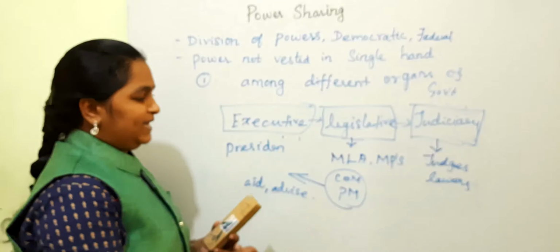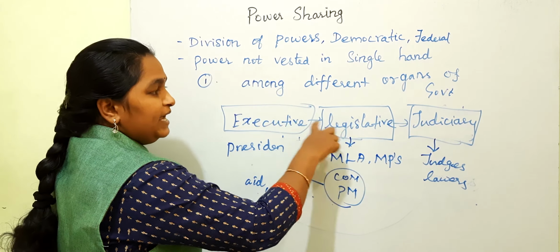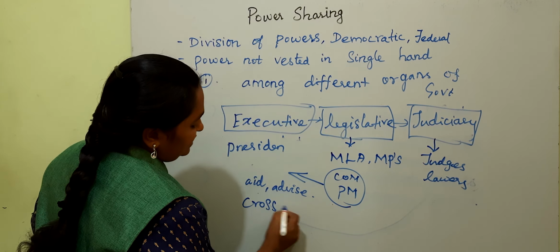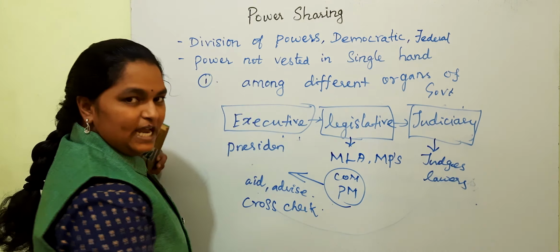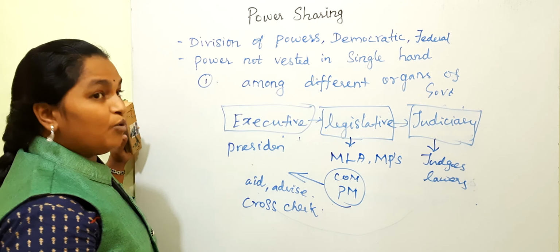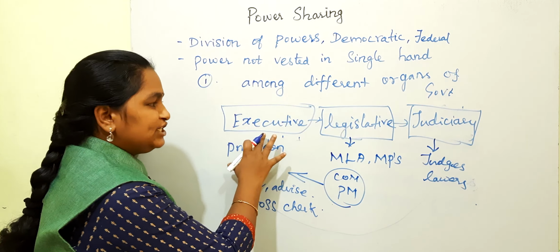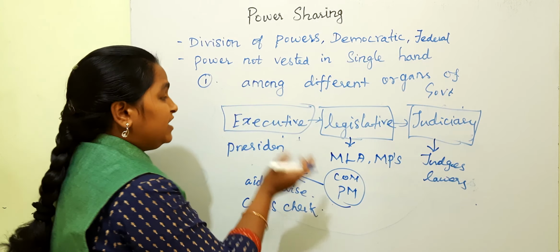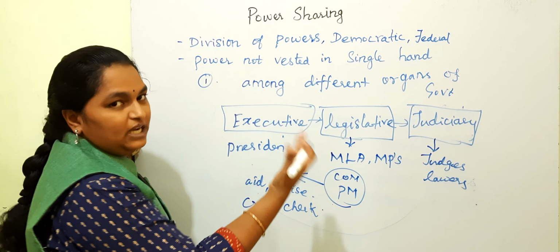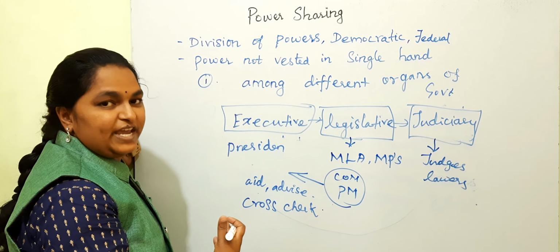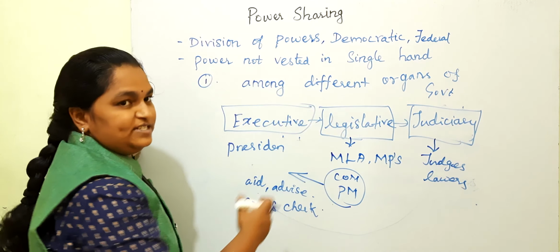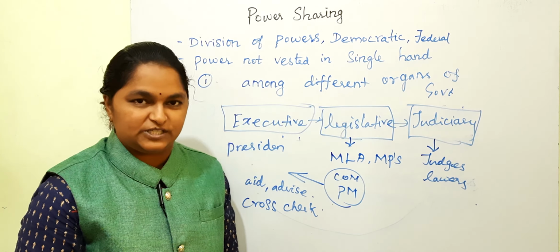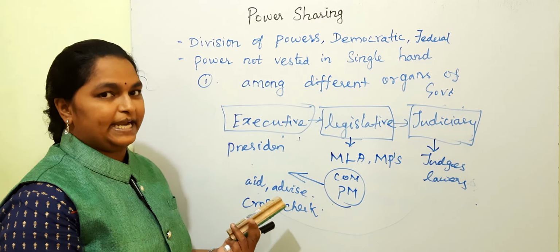So here, each and every one depends on and cross-checks one another. That is cross-check. It is their power. In our constitution, we frame all the powers, what they can do. So here, the executive will cross-check the legislature, and the legislature will cross-check the judiciary. If the executive, that means a President or a judge, commits any mistake, the legislature will pass the impeachment procedure, the removal procedure of the President or judge.